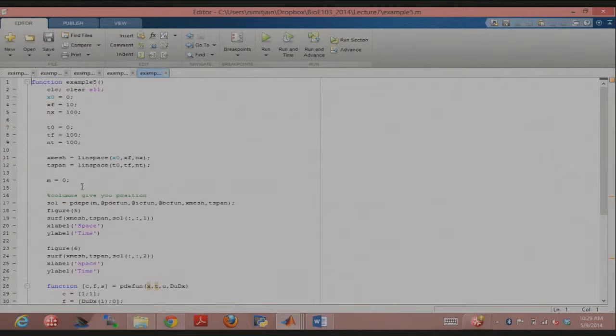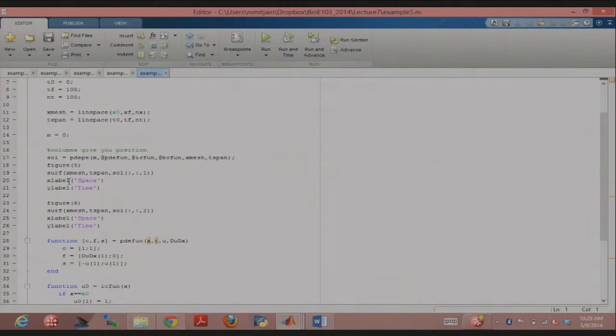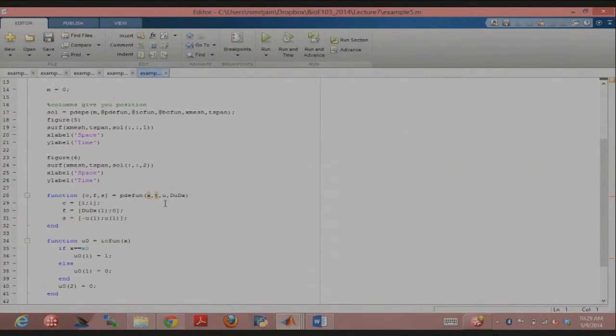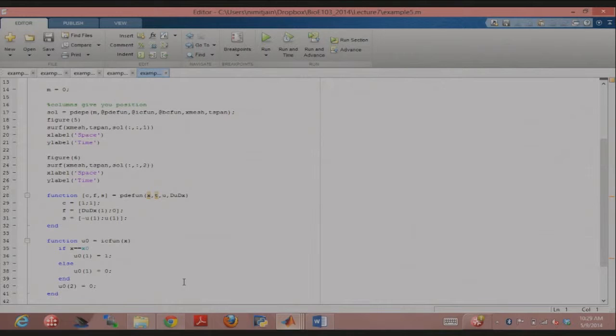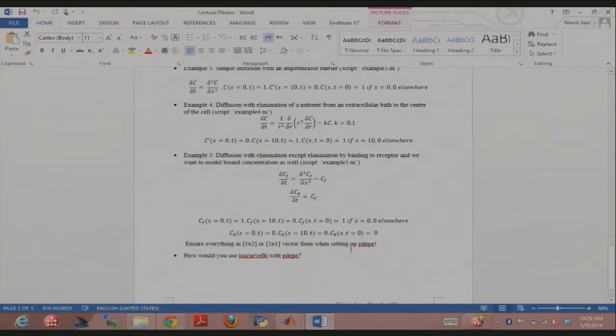And so again, this geometry is linear in this case. What we're gonna do here now is PDE fun, all of these become vectors. So X, U, DU, DX, they become vectors. So U of one would represent CF, and U of two would represent CB. Similarly, DU DX of one would represent del CF over del X, and DU DX of two would represent del CB over del X, and so on. So when you specify C, F, and S, you just have to be careful of that. C in this case are both ones because the coefficient of both these time derivatives is just one.